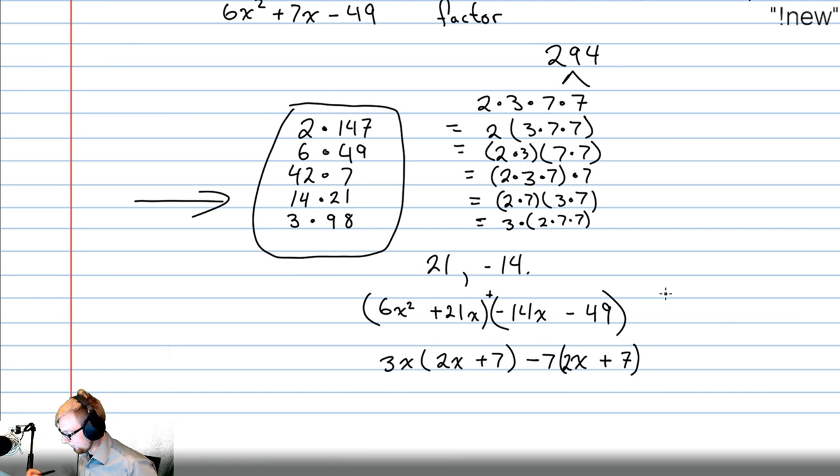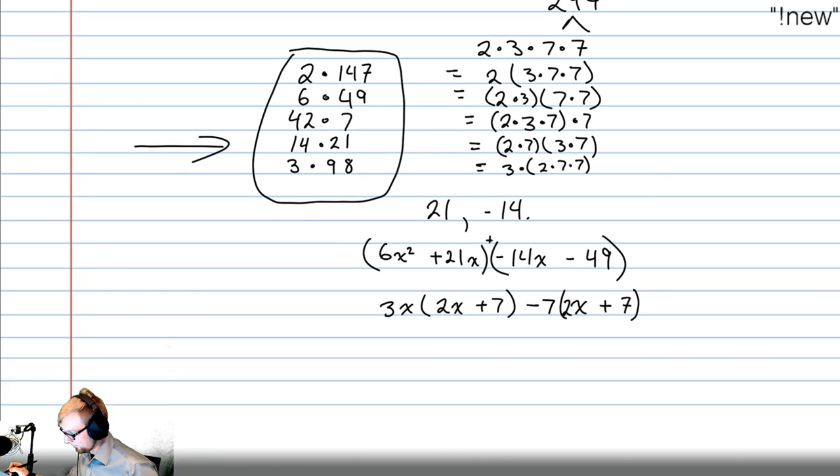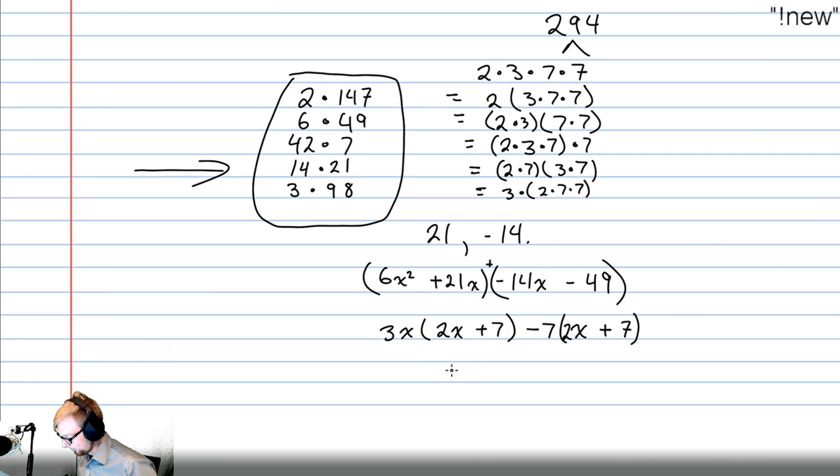And then it would be 7 plus 3x. And then... Okay, whoa. Say that again. Negative 7. Or 3x minus 7. There you go. And then the 2x plus 7. Perfect.